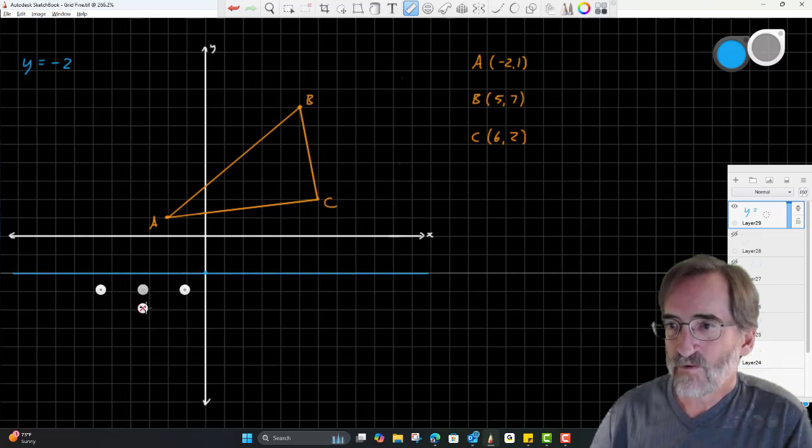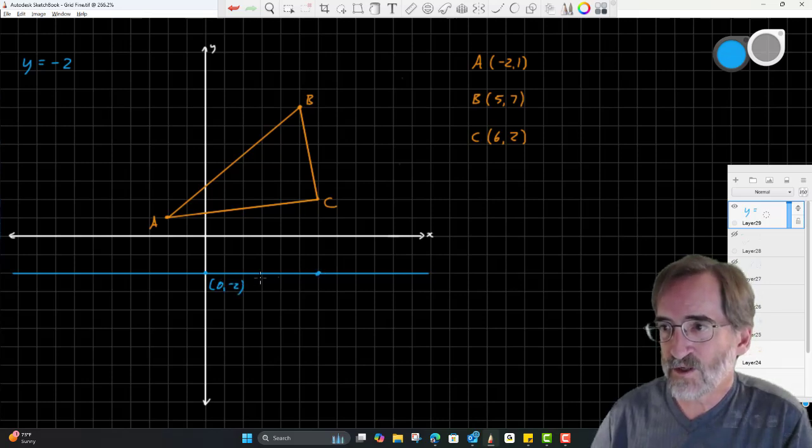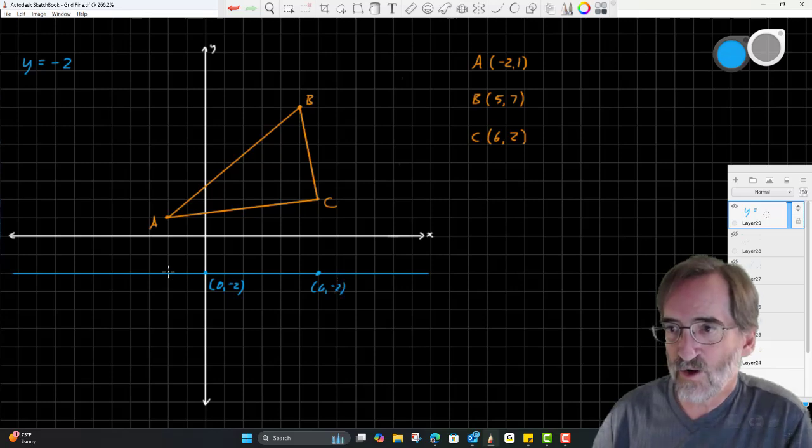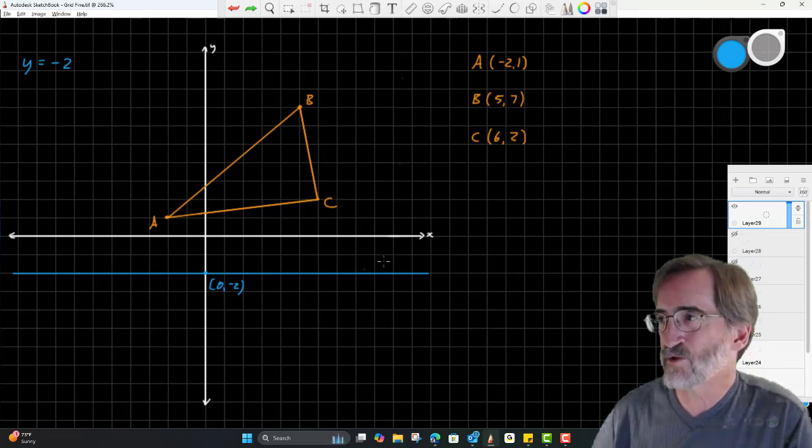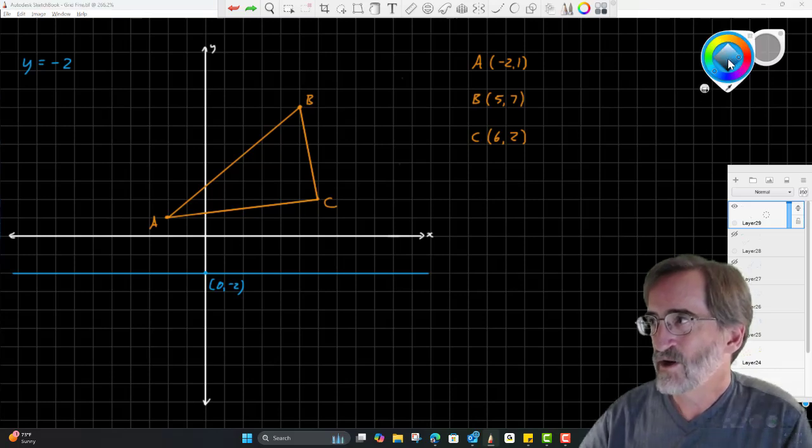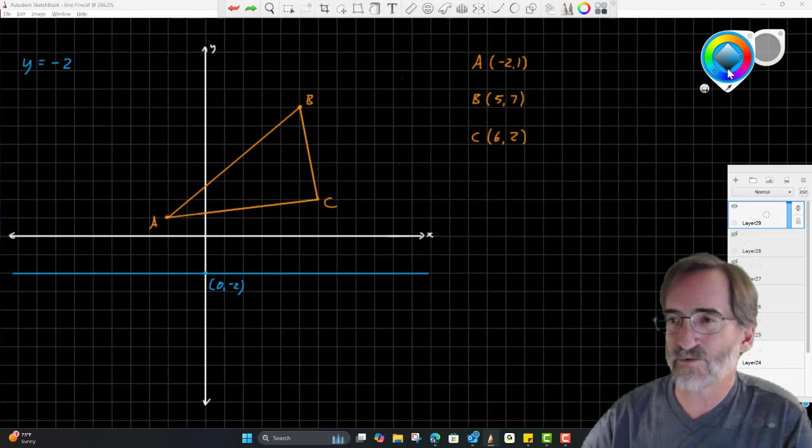For example, this point is 0, -2. This point is 6, -2. This point is -2, -2. They all have -2 for the y coordinate. That's why it graphs as a horizontal line. Okay, and we're going to reflect across this line. And these ones really are best done by graphing. The lesson had you do some mathematics, but graphing is really the best way to do it.